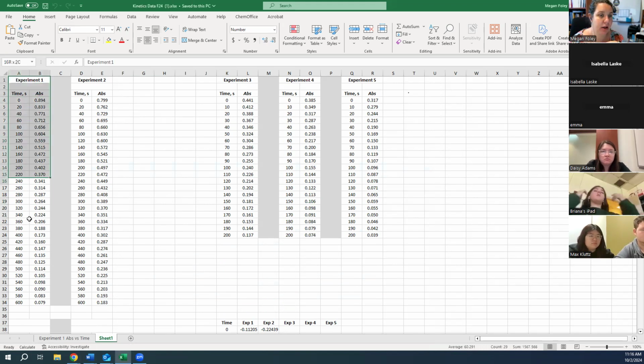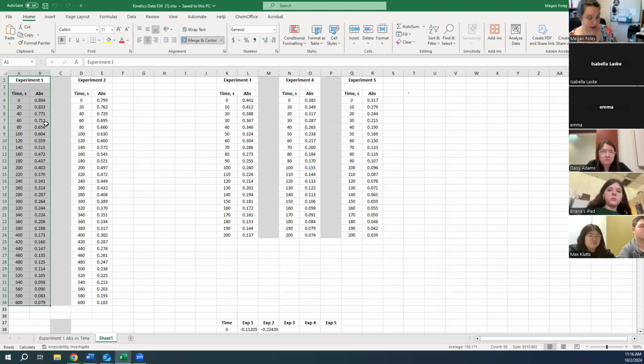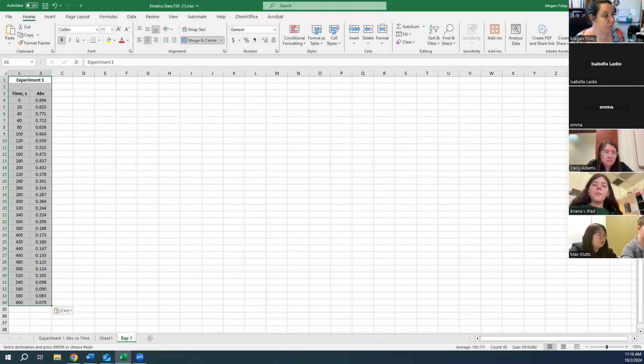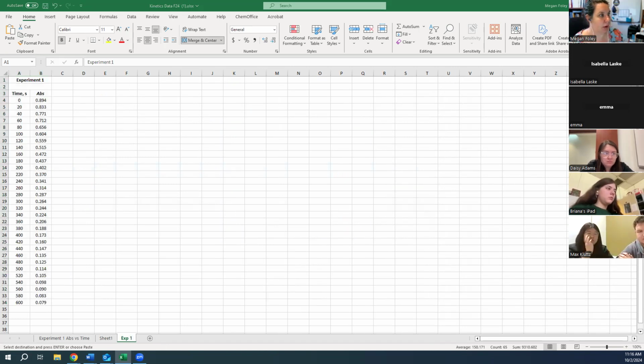I'm going to take my experiment 1. I'm going to copy this, and I'm actually going to start a new sheet, and I'm going to call this experiment 1, and paste this on. The only reason that I'm doing this is because I like to have a new tab for each of these, so I don't have a bunch of graphs on one tab. Again, we're going to do like 5 or 6 graphs, so it can get really confusing with that many graphs. You don't have to do this, but I find it easiest.